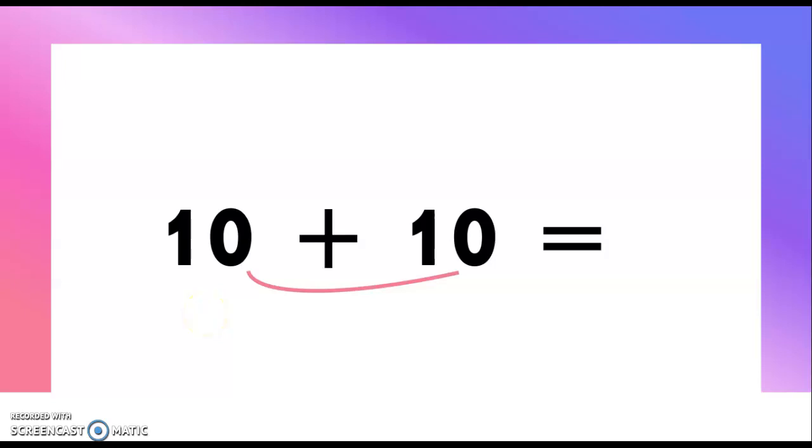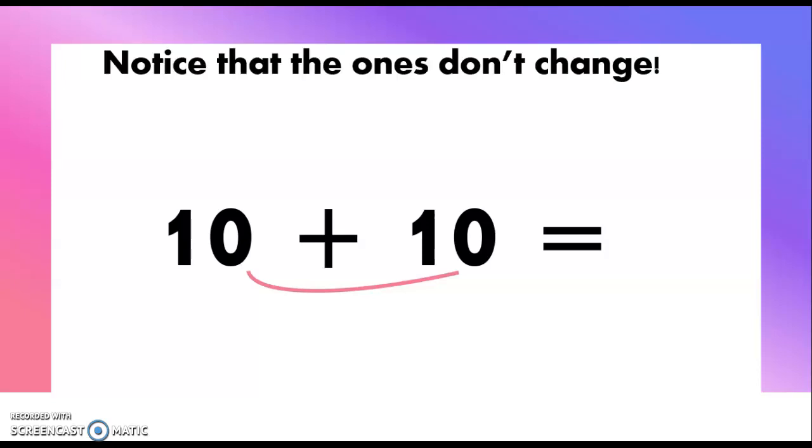So looking through the main part of this lesson, it's just looking at some sums and noticing how the ones don't change. So 10 plus 10, we've got no ones, no ones. It stays as 0 and we just add the tens. So 10 and 10 is 20.